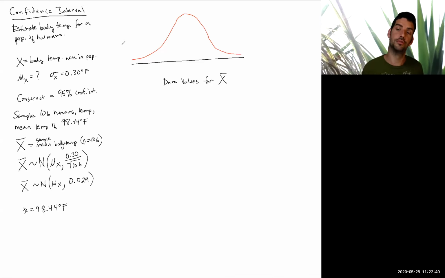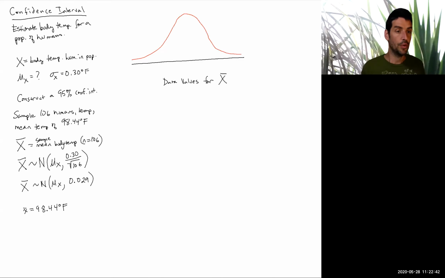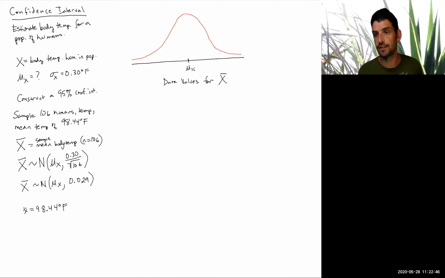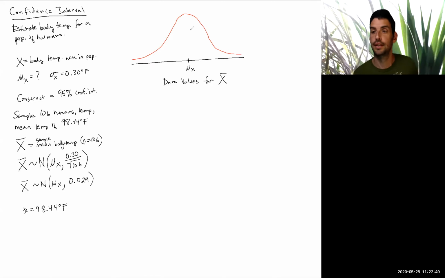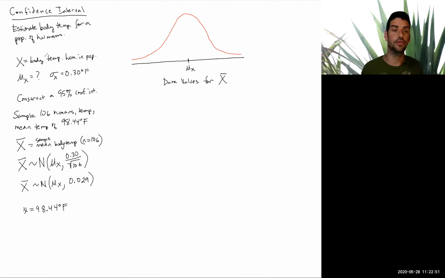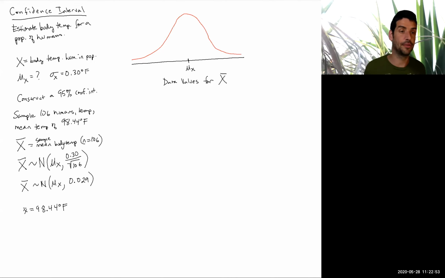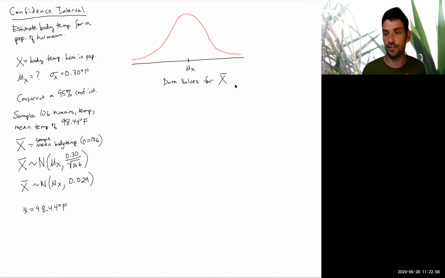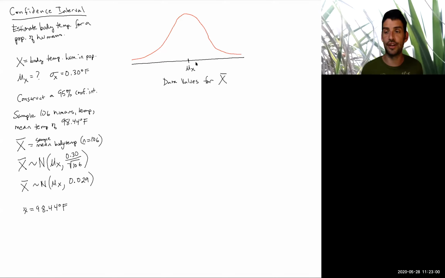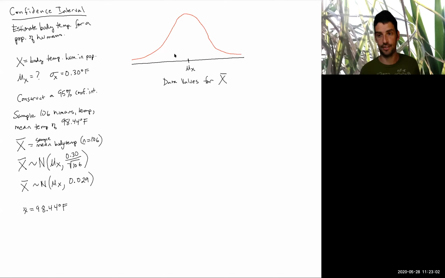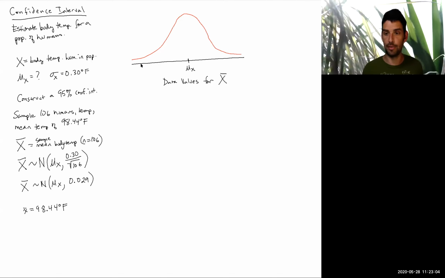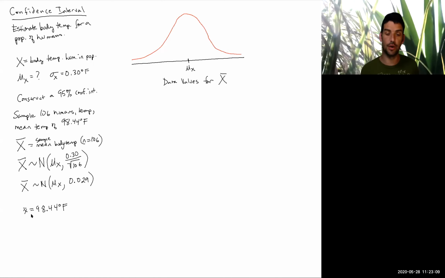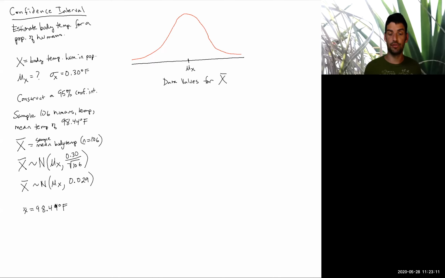All right, so there's our normal distribution. Whatever the mean is, that's the middle of our normal distribution. That's the value we're trying to estimate. We went out and sampled 106 humans. We got one data value in this distribution. Remember, all the data values for capital X bar are along this horizontal axis. We went out and got one of them. We got 98.44 degrees Fahrenheit.